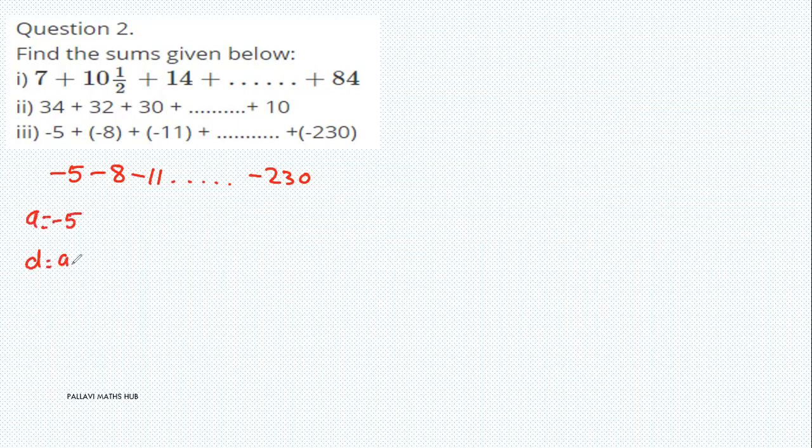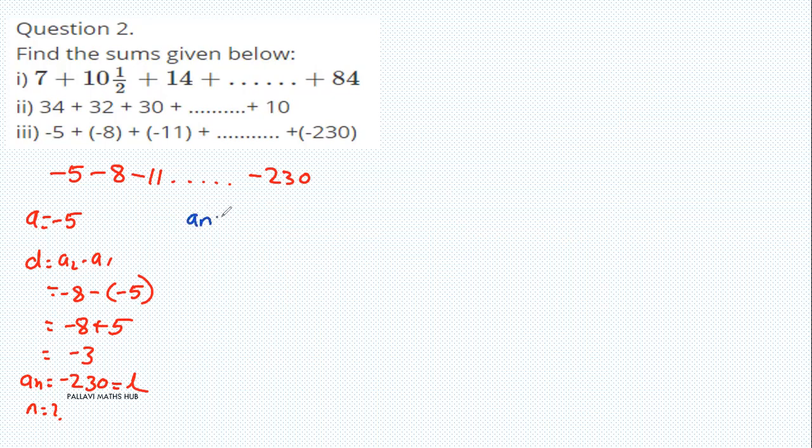D is equal to A2 minus A1. A2 is minus 8, minus A1 is minus 5. So minus 8 plus 5 is equal to minus 3. And An is equal to minus 230. You need to find N, and also you can say this is L. First find out N, then find the sum.